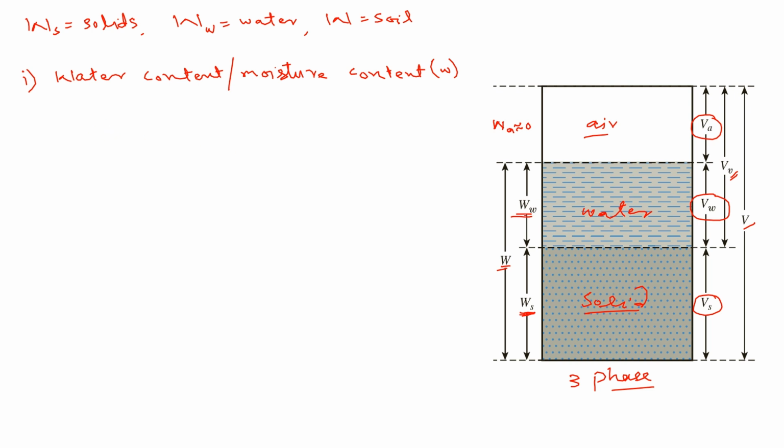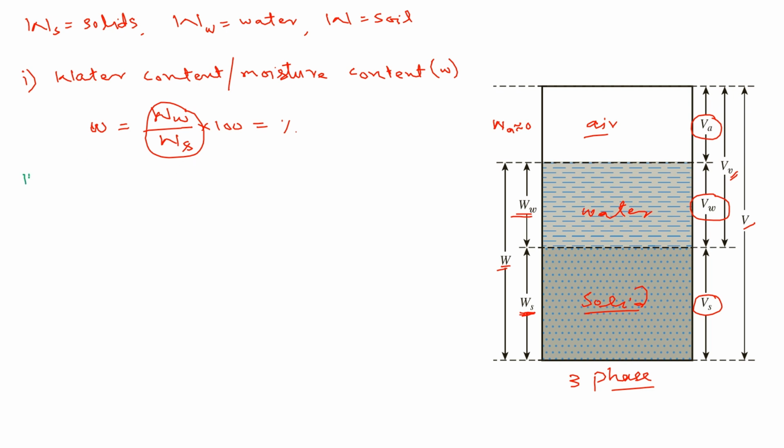So we have two weights, weight of water and weight of solids. So water content is basically the ratio of weight of water to weight of solids. If you multiply this by 100, it will give you the percentage, and if you want it in fraction, then it will be just Ww over Ws.